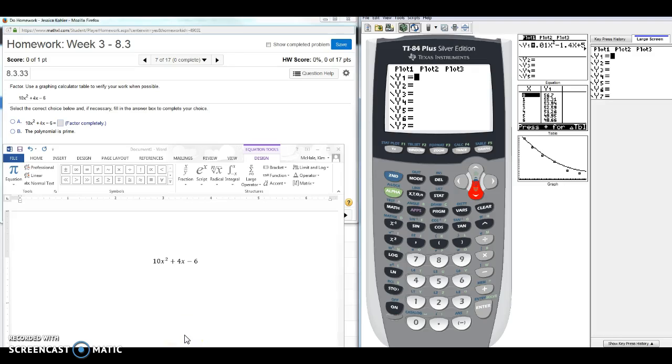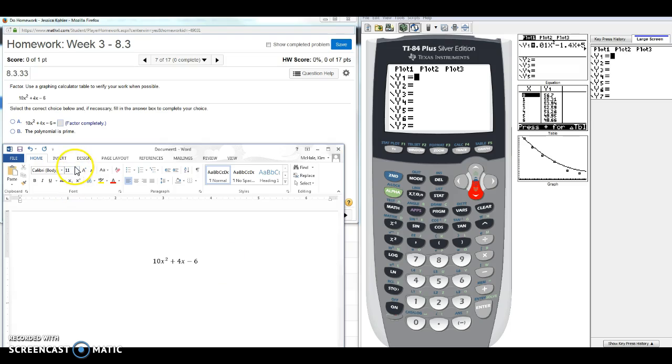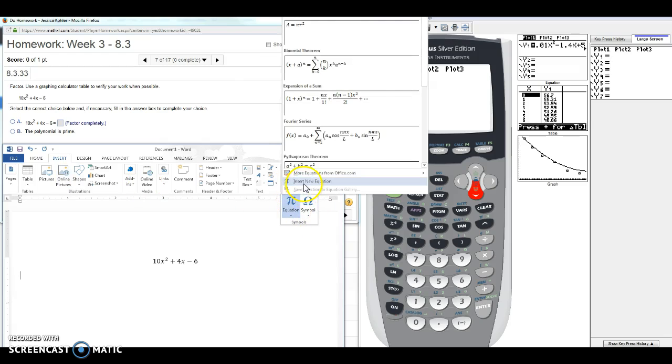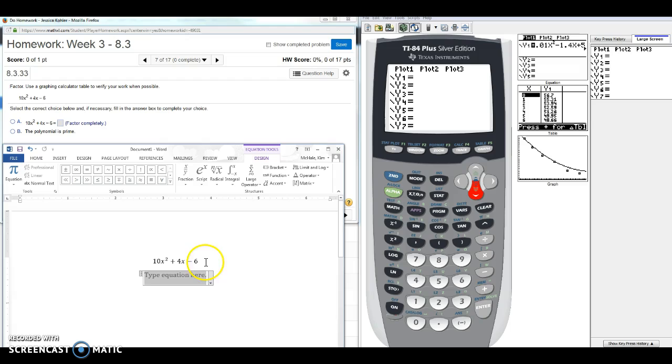We're going to factor a polynomial, and we're going to use a graphing calculator table to verify our work. So I'm going to try to factor 10x squared plus 4x minus 6. And if we recall the steps in order to factor, the first thing we should do is factor out the greatest common factor. So when I look at this problem, I notice that each number is even.